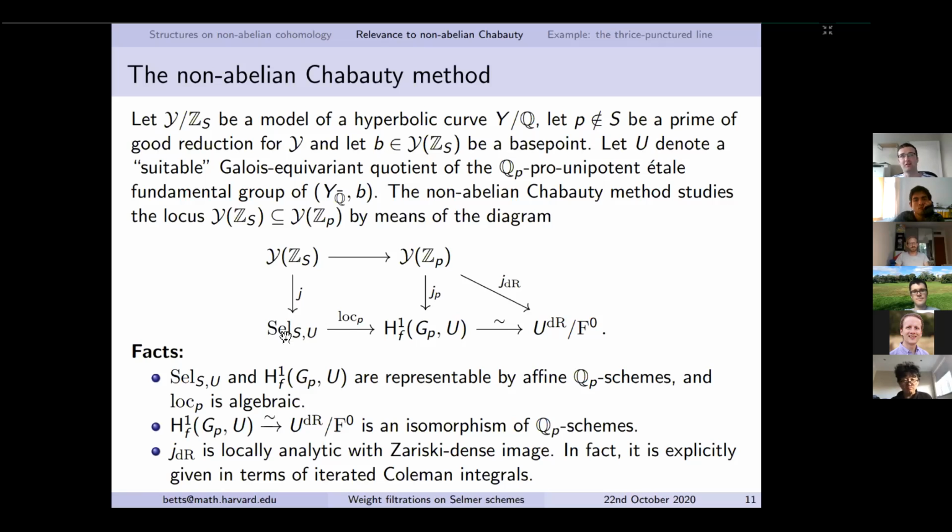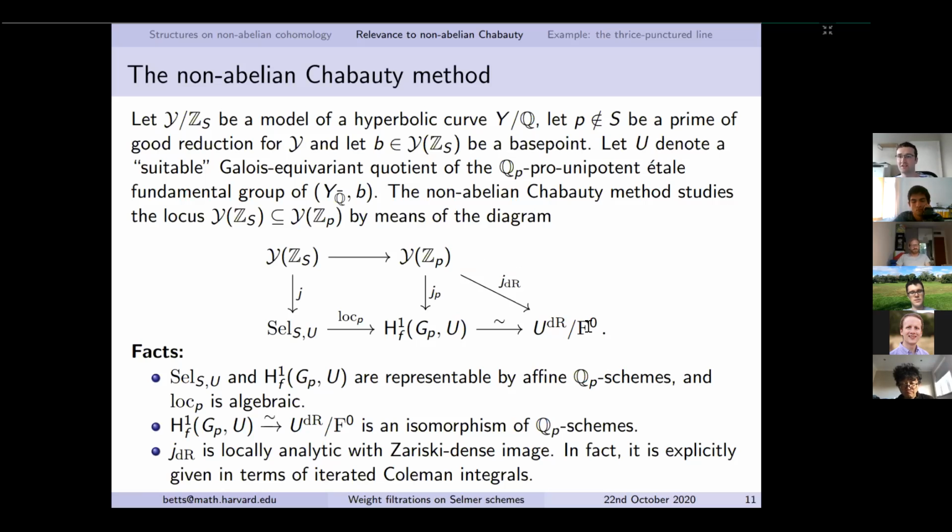These facts are, firstly, that these local and global Selmer schemes are in fact schemes. They're constructed initially as functors, and you show they're representable. And the localization map between them is an algebraic map. Secondly, this comparison isomorphism between the local Selmer scheme and this quotient of the de Rham fundamental group is an isomorphism of schemes. And lastly, the most difficult fact to verify is that this map here, which I've called j_dR, the de Rham-Kummer map, is a locally analytic map with locally Zariski dense image.